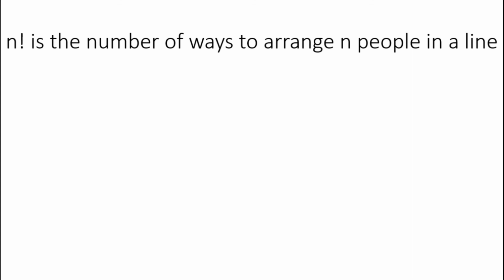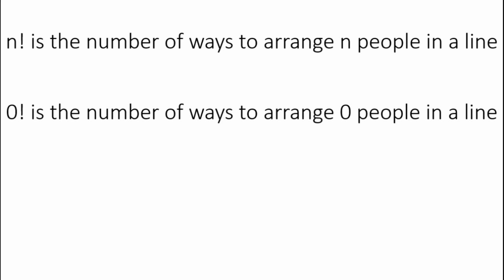It should now be clear why 0 factorial equals 1. How many ways can we arrange 0 people in a line? Exactly 1 way, with no people being in the line. Hopefully that gives you a more intuitive understanding of why 0 factorial is equal to 1.